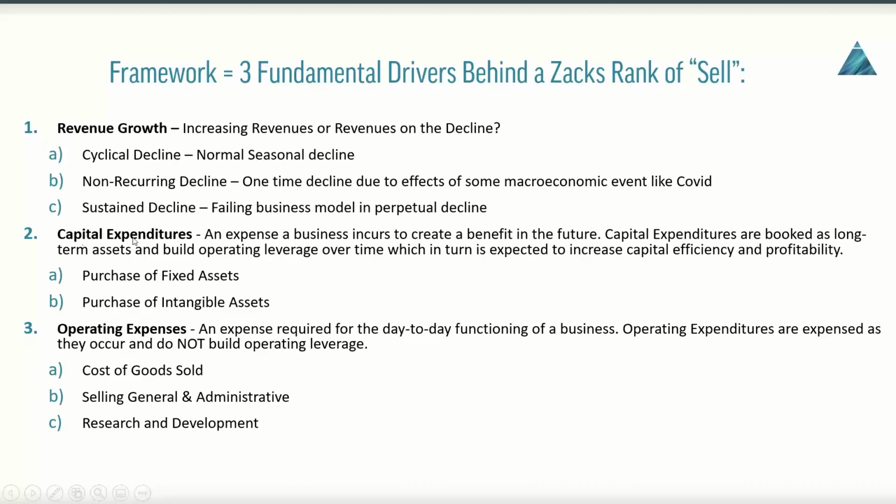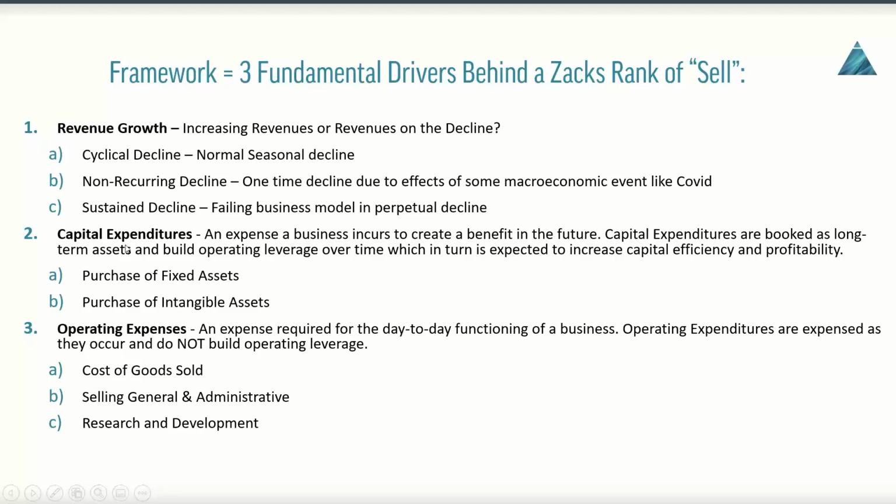Okay. The next fundamental driver is capital expenditures, right? So we have to separate the two different types of expenses. So the idea here is if we have a Zacks rank of sell, we know that the EPS estimates, the likelihood of them being on the decline or to continue to be on the decline from a forecast perspective is statistically likely. Okay, so it's either going to come down to revenue growth, but if revenues are increasing, then we must have expenditures on the rise. And those expenditures are either going to come in the way of capital expenditures or operating expenditures. So that's 2 and 3, right?